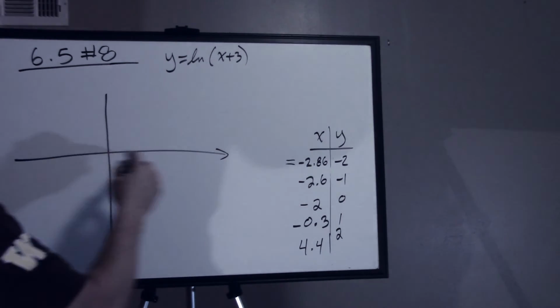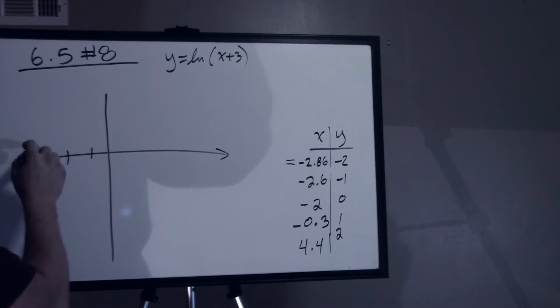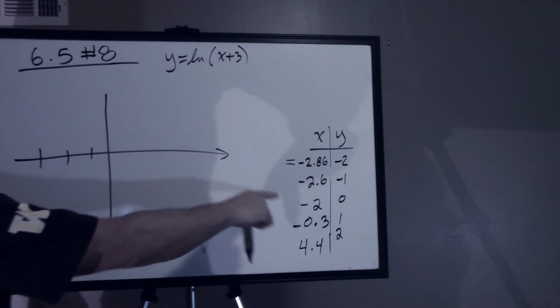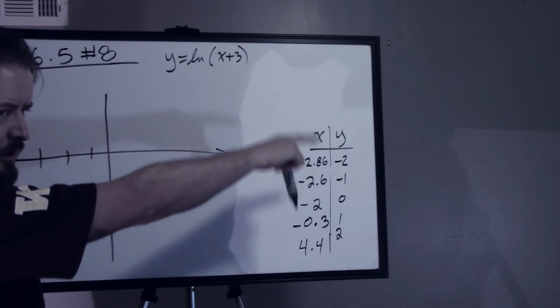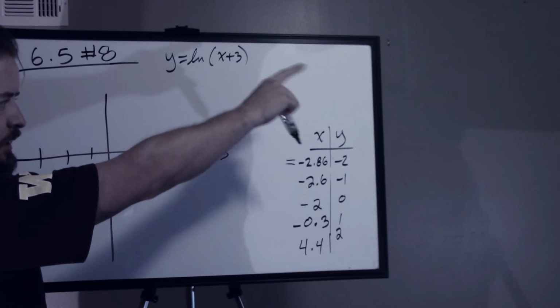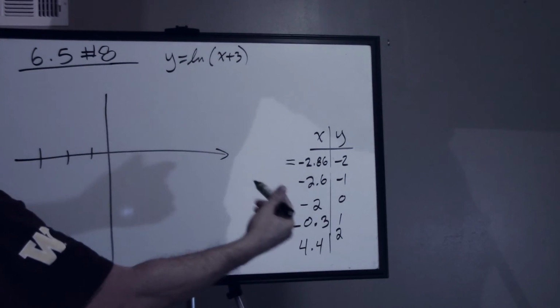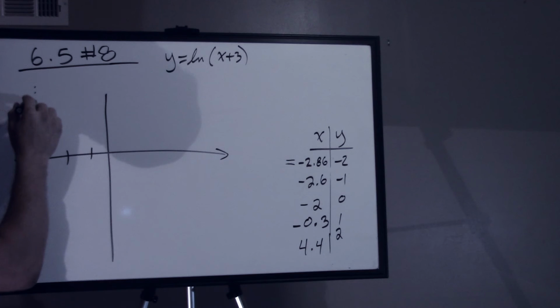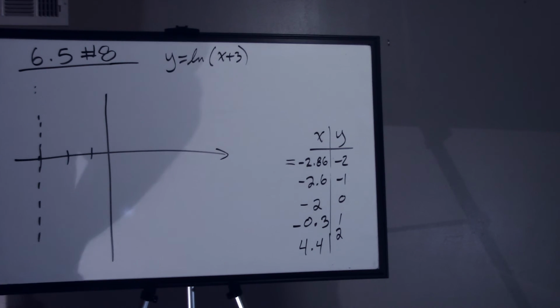I have x is negative 2.86, so not quite to 3. You can see here that even if I started throwing in smaller and smaller y values like negative 3, negative 4, negative 5, I'm always going to just get closer and closer to the line x equals negative 3. And so I have that asymptote off of there.